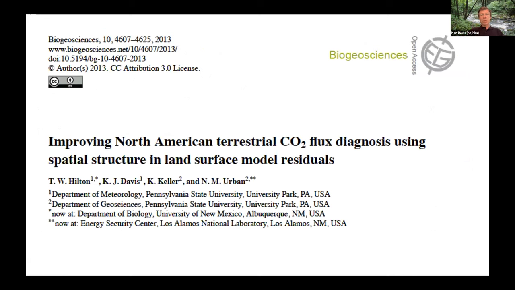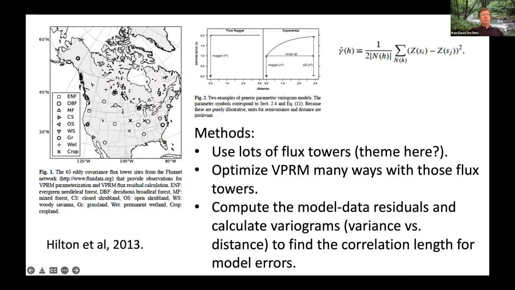So now, a long time ago, Tim Hilton did some work on this problem. How did we do this? Tim took lots of flux towers, kind of got a common theme here, and optimized a simple model, another theme here, and then looked at the model data differences and tried to construct variograms. That is, the difference between the models and the observations as a function of distance, to find out if, as you get closer together, the model data differences become similar. Therefore, the errors are correlated.